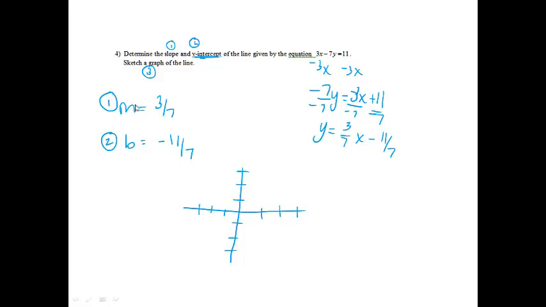Alrighty, and so let's see. Negative 11/7 is negative 1 point something, so we're going to go down to negative 1 point something. And then if I have a slope of 3/7, that means we get to go up 3, 1, 2, 3, and then over 7. 1, 2, 3, 4, 5, 6, 7. It's going to go somewhere there. I'm going to try my best to draw a straight line on this thing. I have a little difficulty doing that, so we'll just pretend like that was a straight line.